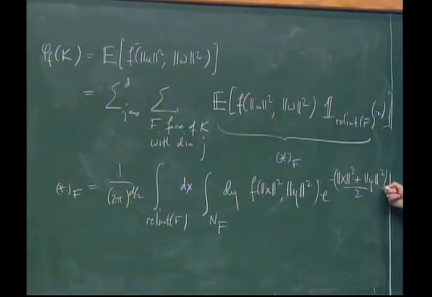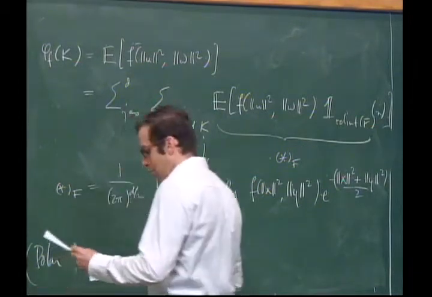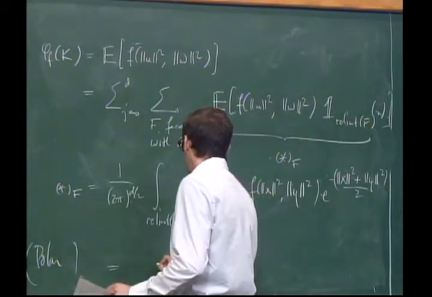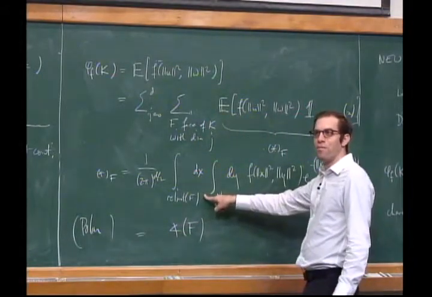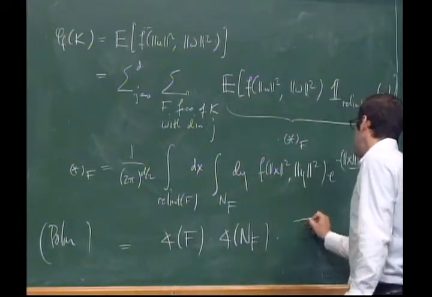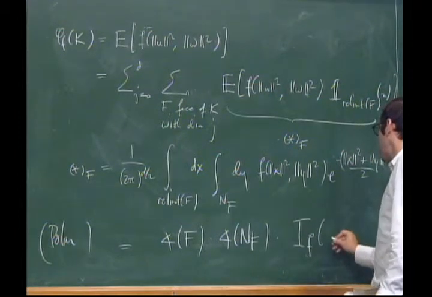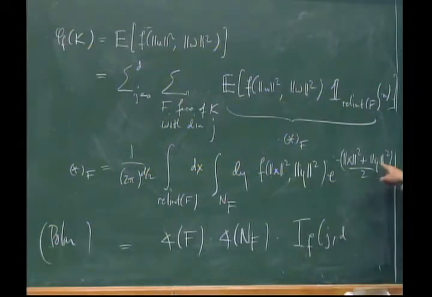Whenever you see something like this in the integrand, you change to polar coordinates. Okay. And when you do that, you wind up with something that looks like the solid angle of f times the solid angle of the normal face times some really complicated function that depends on f. It depends on j, because we're looking at j-dimensional faces, and it depends on the ambient dimension d.